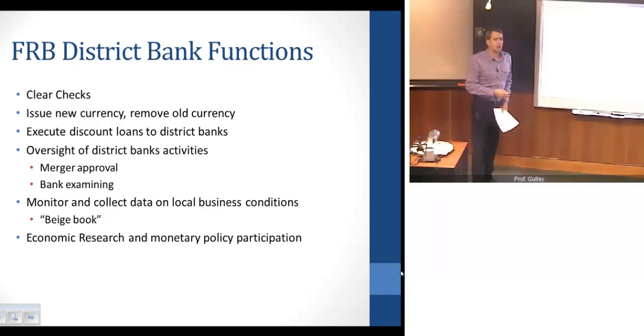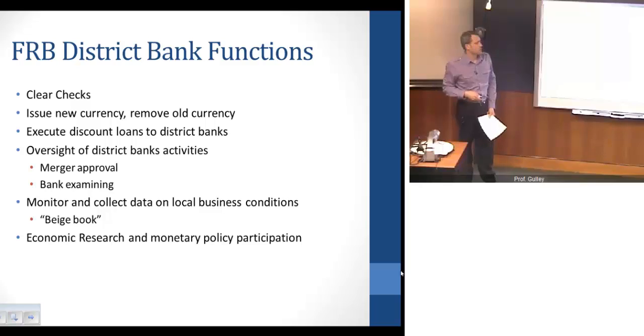They execute discount loans to district banks. So among the banks within their district, they're able to loan money directly to those banks, and they can also control to some extent the interest rate that they charge those banks. They have oversight of the activities that occur within their district.